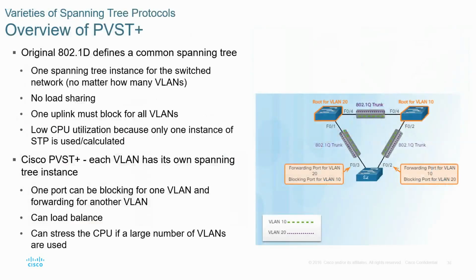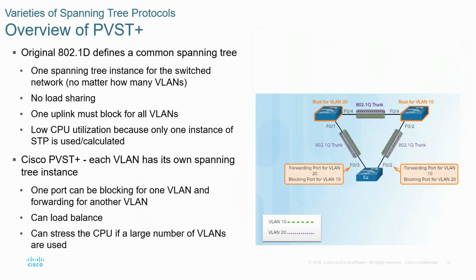Okay. The other modification on STP is called per VLAN STP. Now, per VLAN STP allows you to create a different spanning tree for each VLAN that you have in your network. Why would you want to do that? In the original 802.1D, the original STP protocol that we have been discussing, all the VLANs use the same STP structure. That means that there will be one link that is blocked for all VLANs, and all the other physical links will be used by all the VLANs.